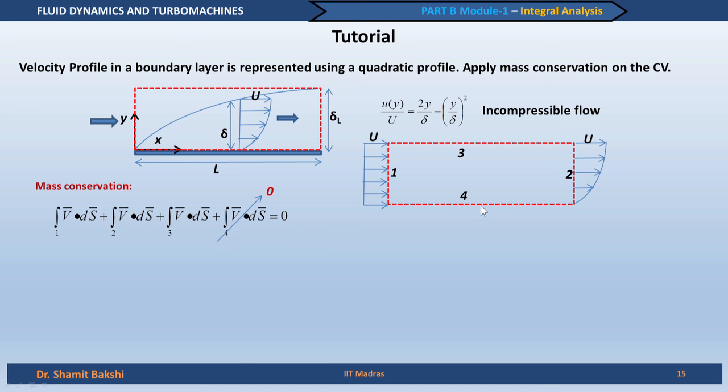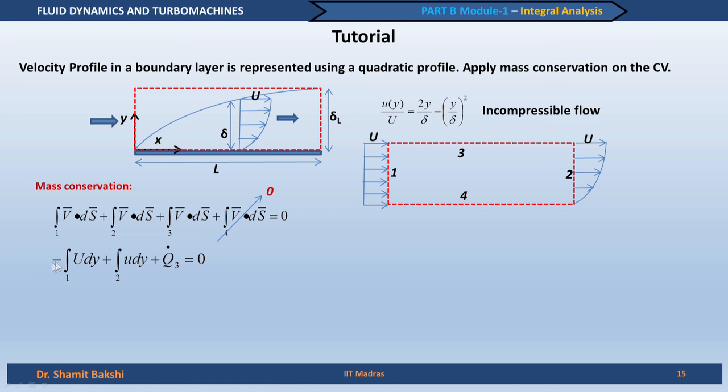If we see the fourth one, this is v bar dot dS. So, this considers the velocity component perpendicular to the surface. If you consider the fourth surface, perpendicular to the surface there is no velocity, because this is a wall. Perpendicular to the wall, the velocity is 0, so this component disappears. So, we can write this in the form as shown here. The first term is written as integral over 1 of minus u dy.